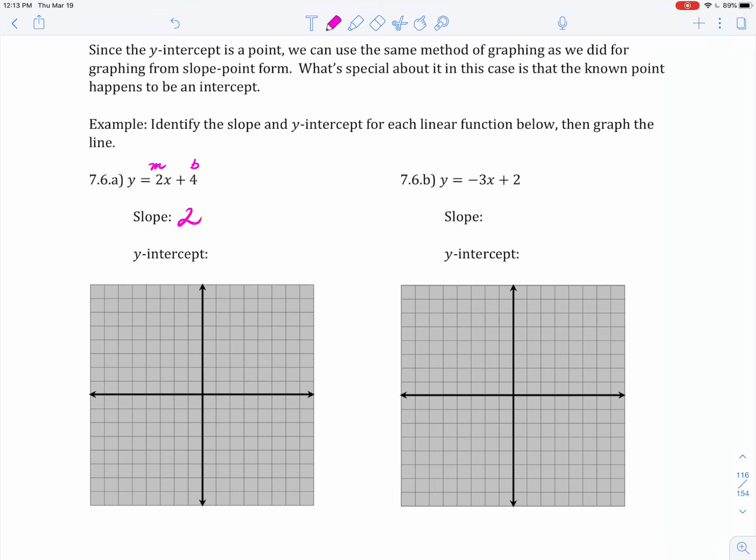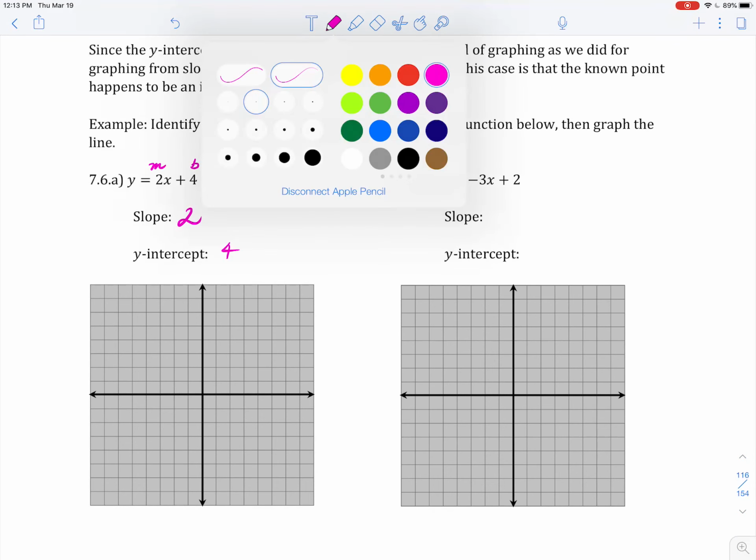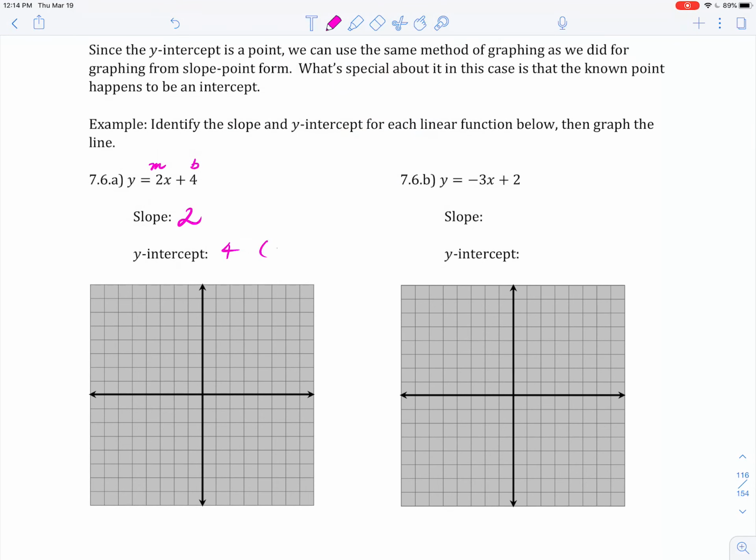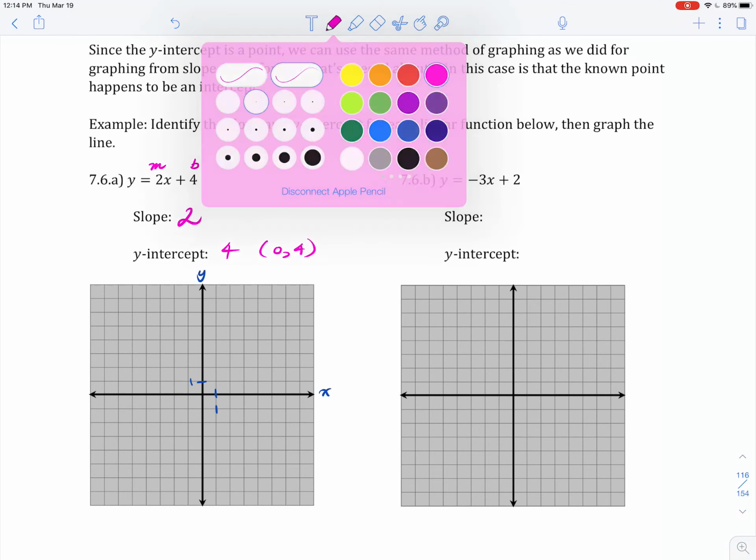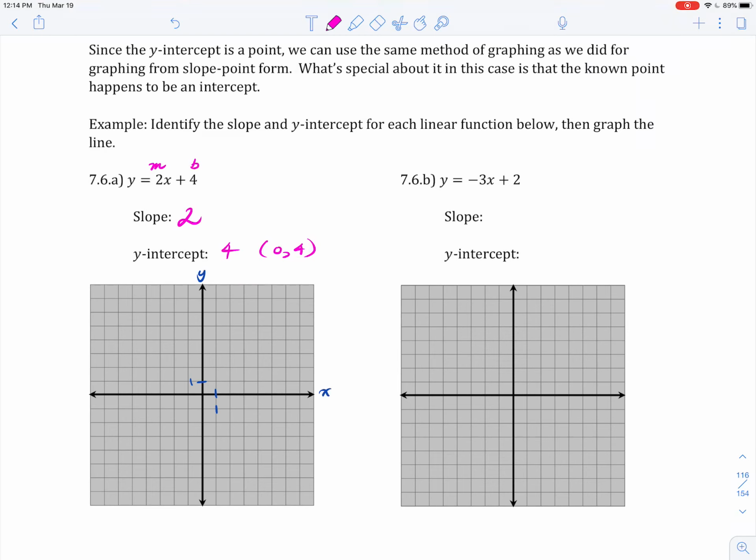So if this thing is the m and this thing is the b, the slope is 2. The intercept is at 4. If you want to state where those coordinates are, you could say it's the point 0, 4, based on how we know how intercepts work. Now in graphing, the things you have to do still apply. You still have to label your axes, you still have to label your scale. And from there, you can start plotting all of the points. Again, y-intercept is 4. I would start with that.